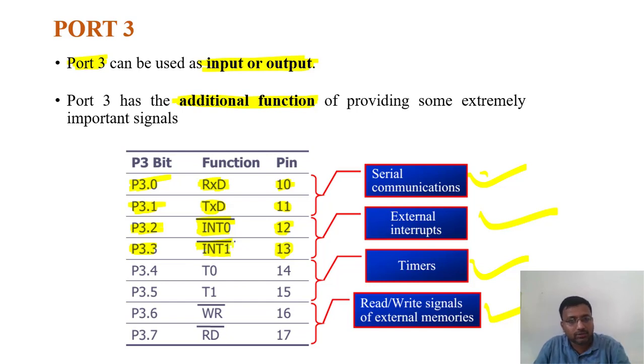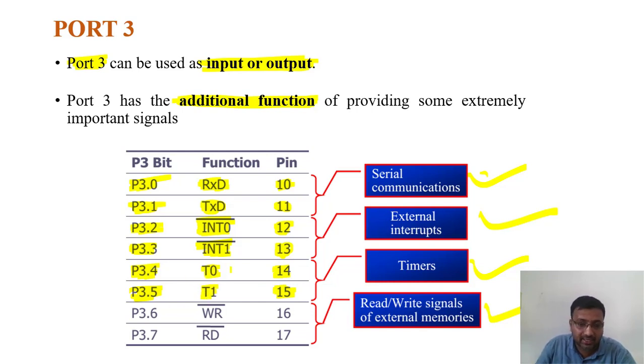P3.3 is located at pin number 13, and it has the additional function of INT1 bar. Those are active low signals, that's why there is a bar on top, that is INT0 bar and INT1 bar. P3.4 is located at pin number 14, and it has the additional function of timer 0. P3.5 is located at pin number 15 and has the additional function of timer 1.